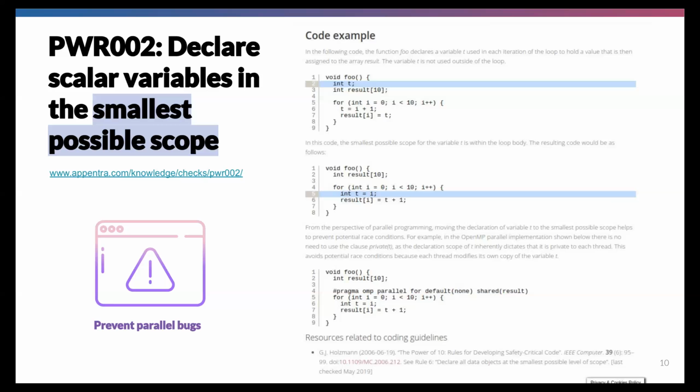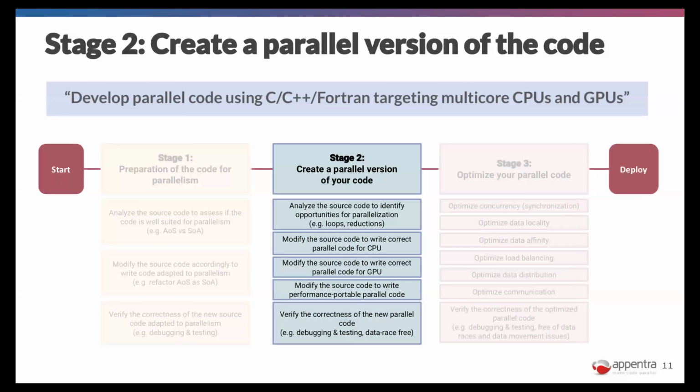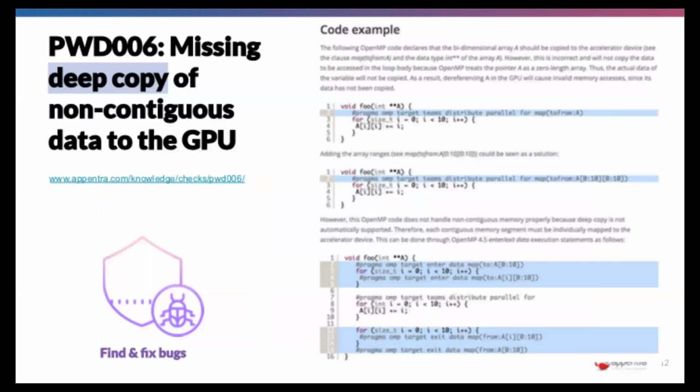And I want to remark here the preventive nature of the recommendations. It can help you to prevent parallel bugs from appearing, simplifying the parallel coding process, which is really important for productivity and results for the developer. An example of stage number 2. In stage number 2, we are worried about creating the first parallel version of our code without caring about performance, but having something that works and works correctly, provides correct numerical results.